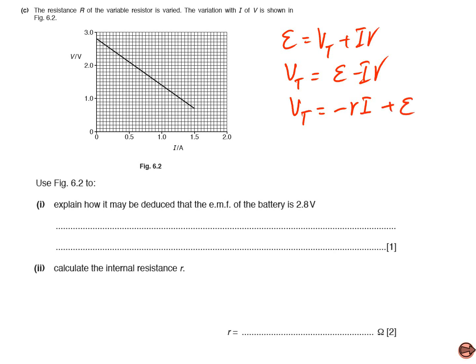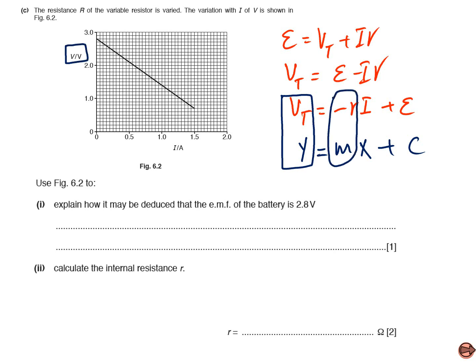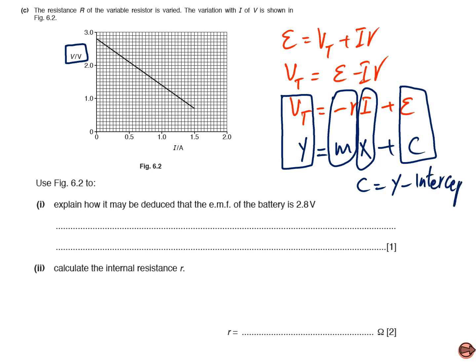We also understand the straight line equation, y is equal to mx plus c. Comparing these two, on the y-axis we have terminal potential difference, and the slope, or gradient, is equal to minus r, and this is x. Something important we need to understand is that c in this case is the y-intercept.